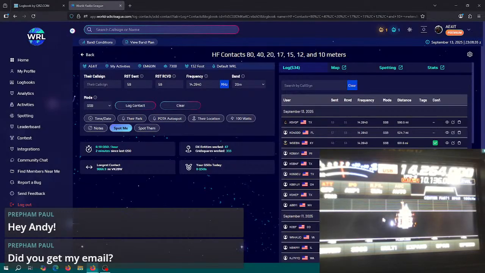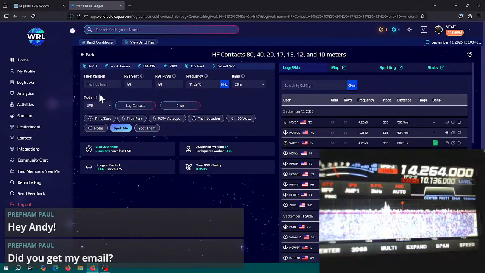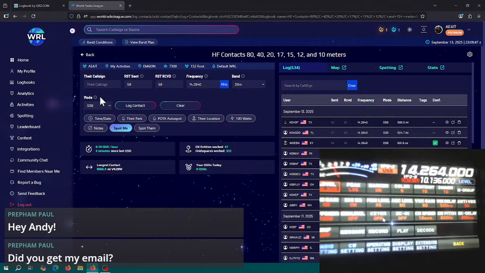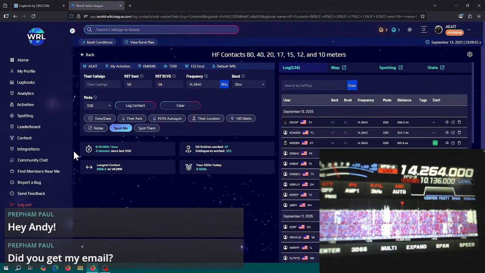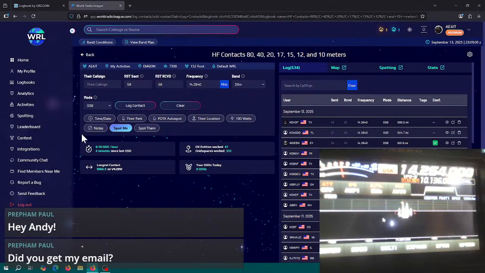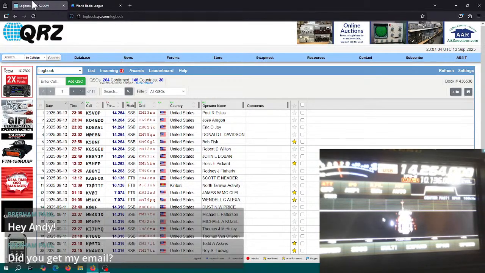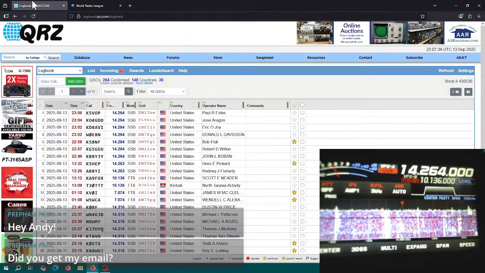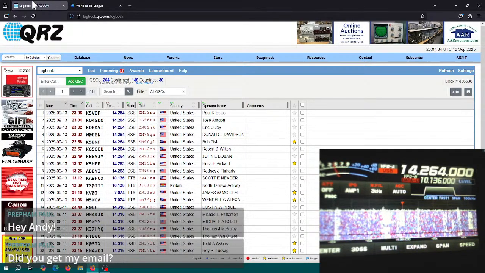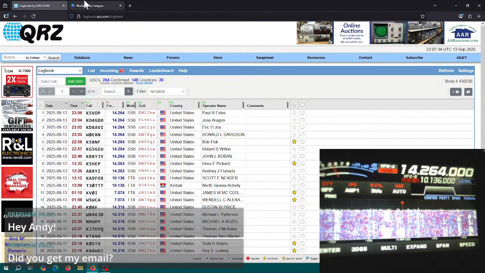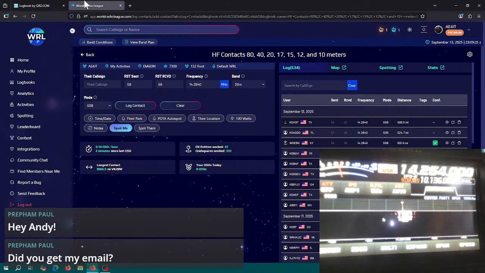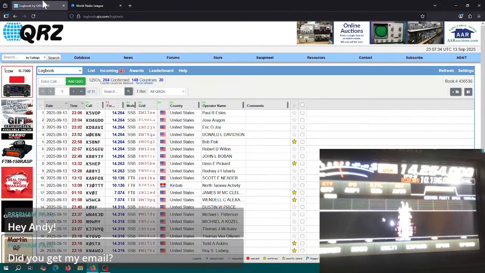Calling CQ. This is Alpha Echo 4 India Tango, calling CQ, and standing by for any calls. Calling CQ. This is Alpha Echo 4 India Tango, calling CQ, and standing by for any calls.